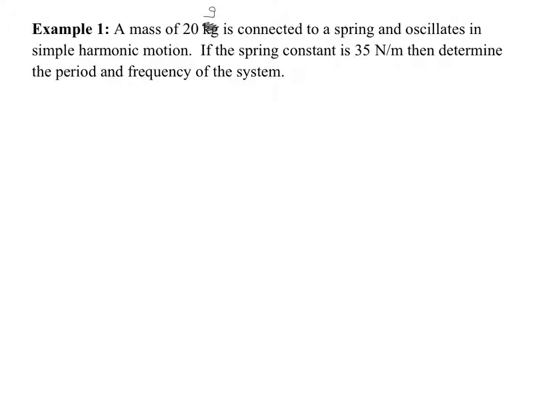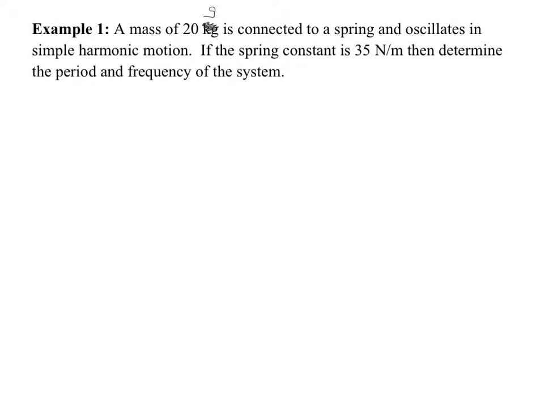So when we pulled on that and let go, we saw it oscillated for a while. What we're trying to determine here is how long it takes to oscillate, the period. And the frequency is how many times it oscillates every second. So if we can get one of those, we can easily get the other, because period and frequency are reciprocals of one another.